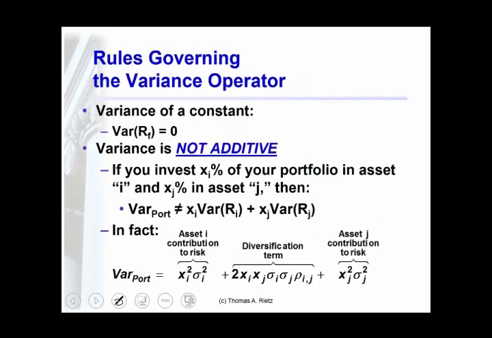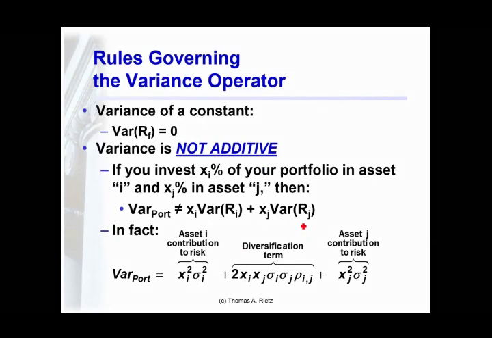Now, variance or standard deviation don't work this easily. The variance of something you know for sure is 0. So the variance of the risk-free rate is 0. But variance for a portfolio is not the weighted average of the two individual variances, nor is standard deviation the weighted average of the two individual standard deviations. And the reason is that depending upon the correlation between two investments, the returns may tend to reinforce each other, or they may tend to cancel each other out.